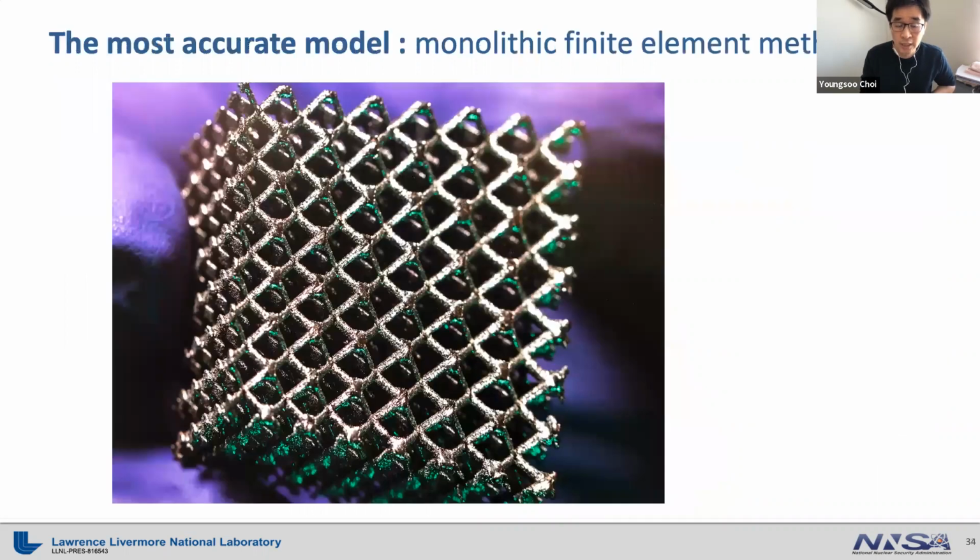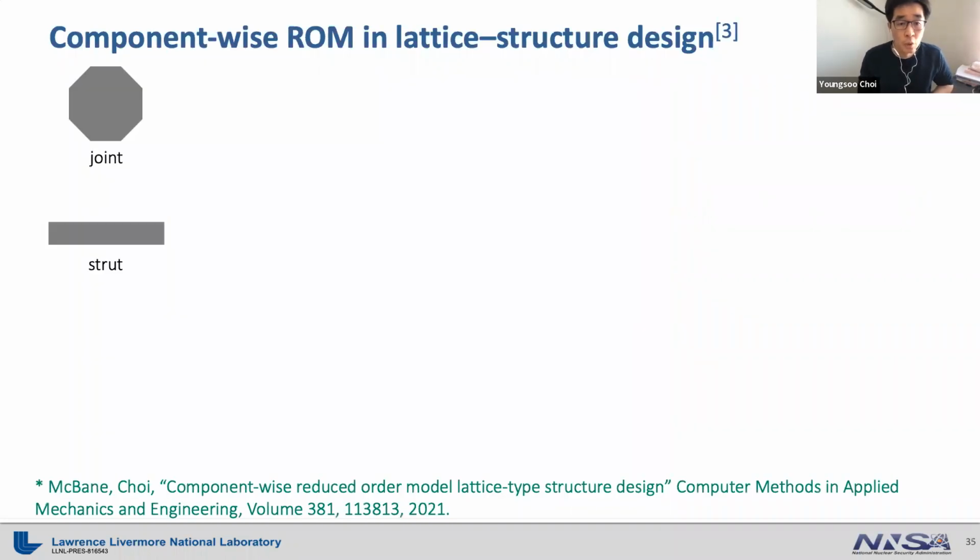By the way, to model the lattice type structure, it would be the most accurate if we use the monolithic finite element method with very high resolution. However, unfortunately, this is computationally very expensive. This hinders a fast forward calculation, which is unfortunate in the design optimization context because many calculations are needed to explore the parameter space, right? So to accelerate the lattice structure design optimization process with good accuracy, we have developed the component-wise reduced model, which was first pioneered by Professor Patera's group at MIT. We have extended it to the lattice structure design process.